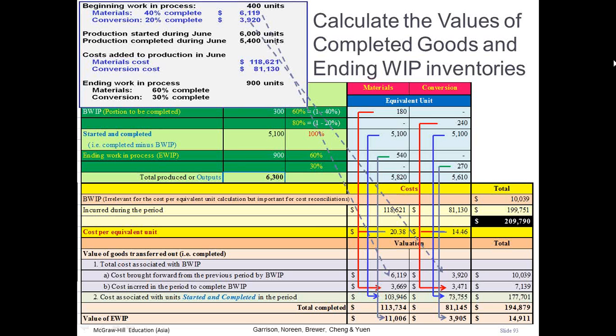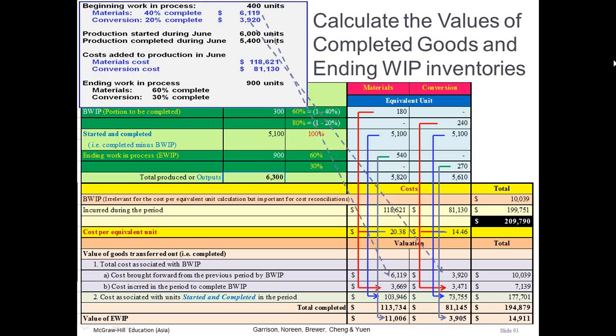Consequently, we can obtain the cost of materials being $103,946 and the conversion of $73,755. Adding the cost of materials and conversion together gives us the total cost for the started and completed goods totaling $177,701. Combining the two categories of finished goods, the total value of goods transferred out is $194,879.